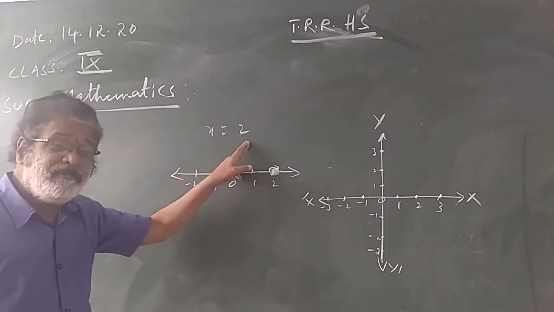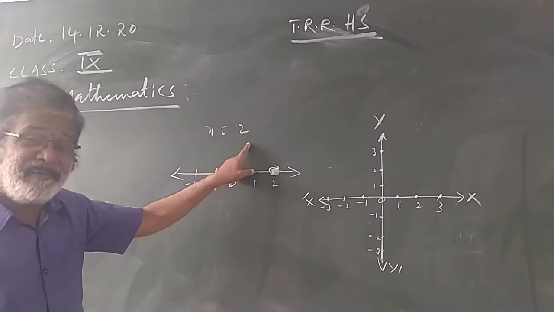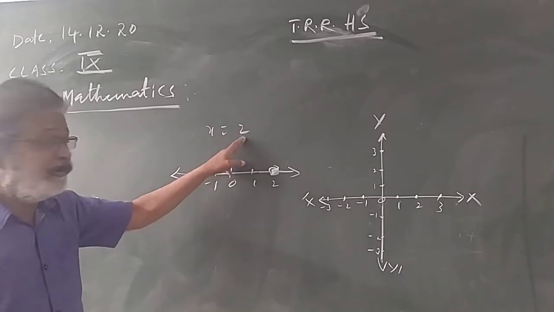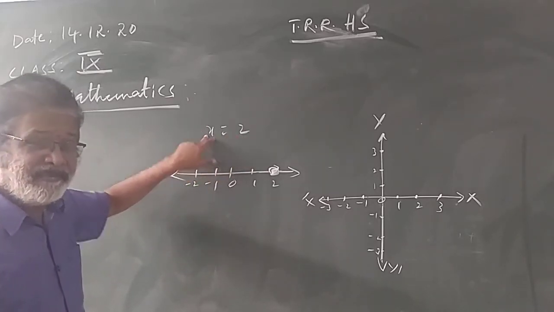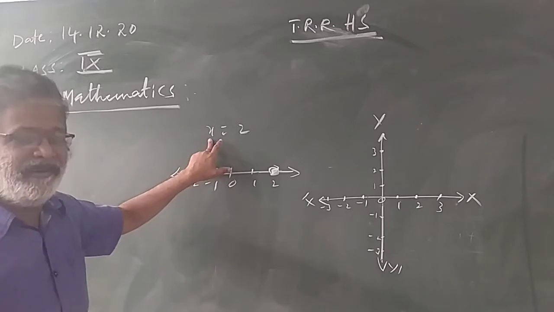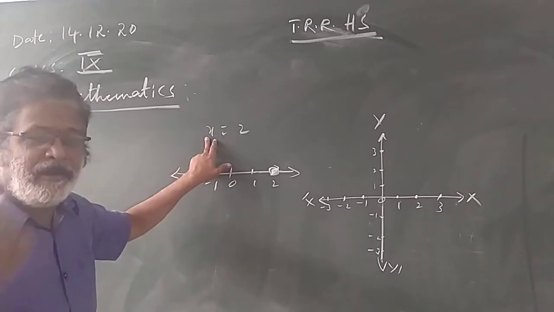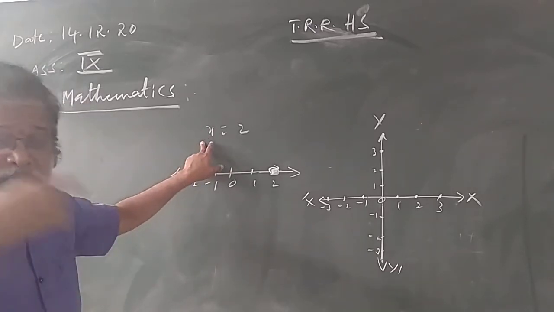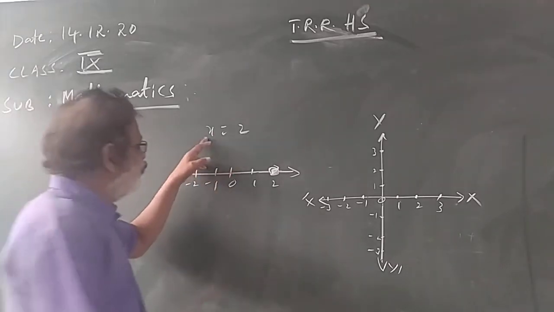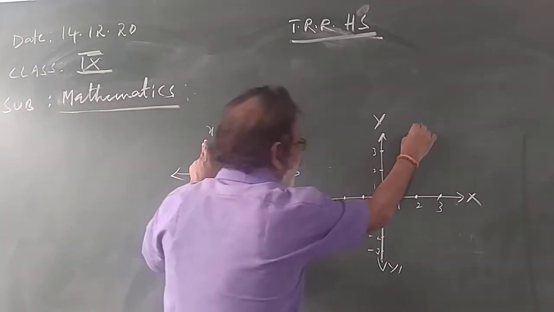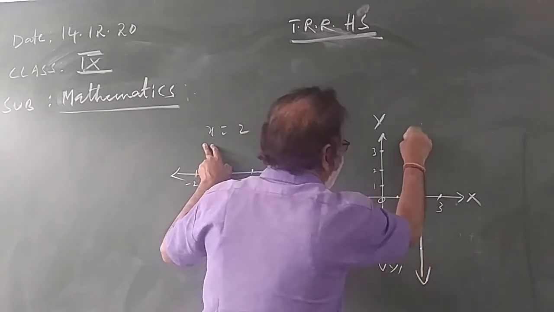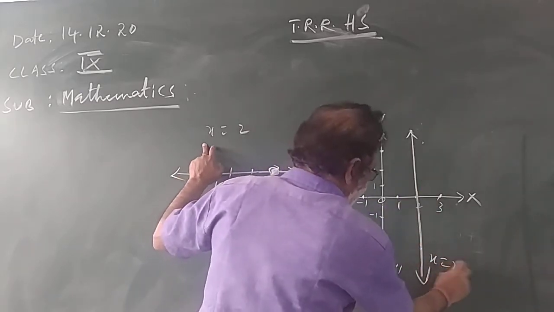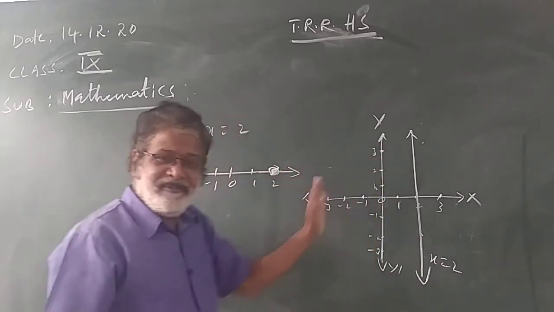x is equal to a constant is parallel to which axis? The y-axis or the x-axis? It is parallel to the y-axis. Why? Because it is given in x. When it is given in x, it is parallel to y. When it is given in y, it is parallel to x. So the line passing through x equal to a constant, like this, is parallel to the y-axis.